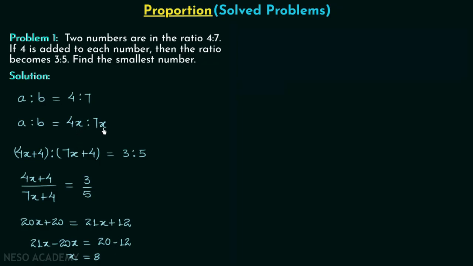So the common factor we now know, and therefore we can find out the two numbers A and B. The first number A is equal to 4x. So 4 multiplied to 8 will give us 32. The second number B is equal to 7x. So we have 7 multiplied to 8 giving us 56. Now when you compare 56 and 32, you will find 56 is greater, and therefore the smallest number is 32. That means A. So this is all for the solution of our problem number 1.